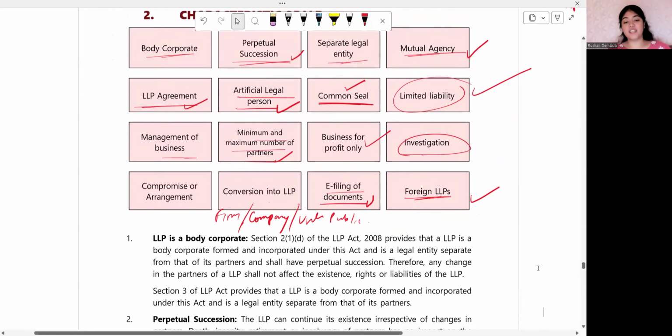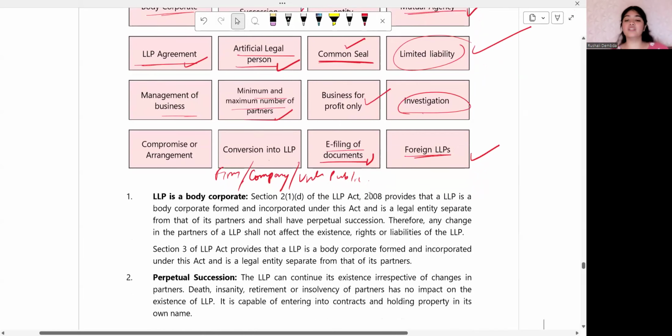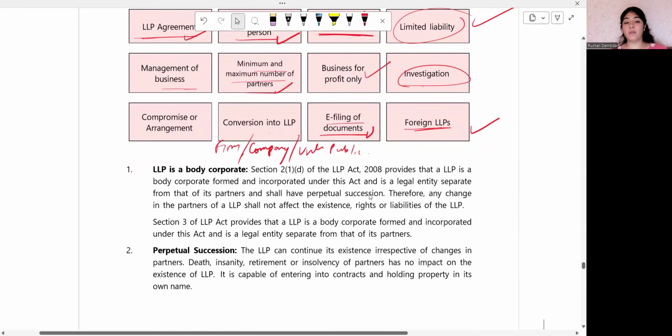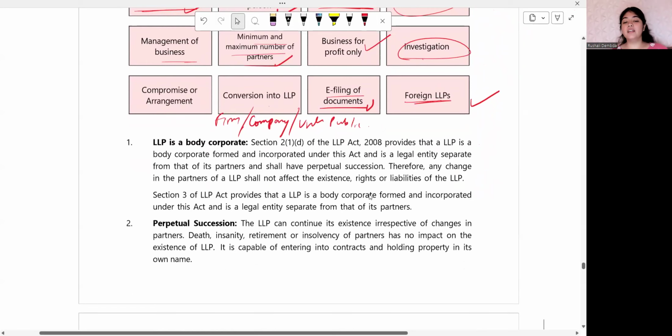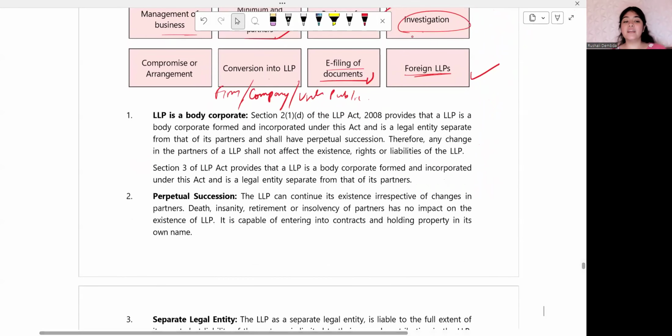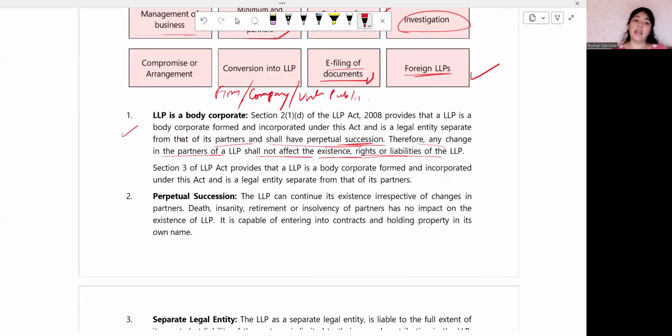LLP is a body corporate. Section 21D of the LLP Act 2008 provides that LLP is a body corporate formed and incorporated under this act and is a legal entity separate from that of its partners and shall have perpetual succession. Therefore, any change in partners of LLP shall not affect the existence, rights, and liabilities of LLP. LLP is a body corporate, it's a separate entity, and any changes in any of the partners, they are not acting as partners. Still, the LLP will continue, it will have the rights and liabilities of LLP.